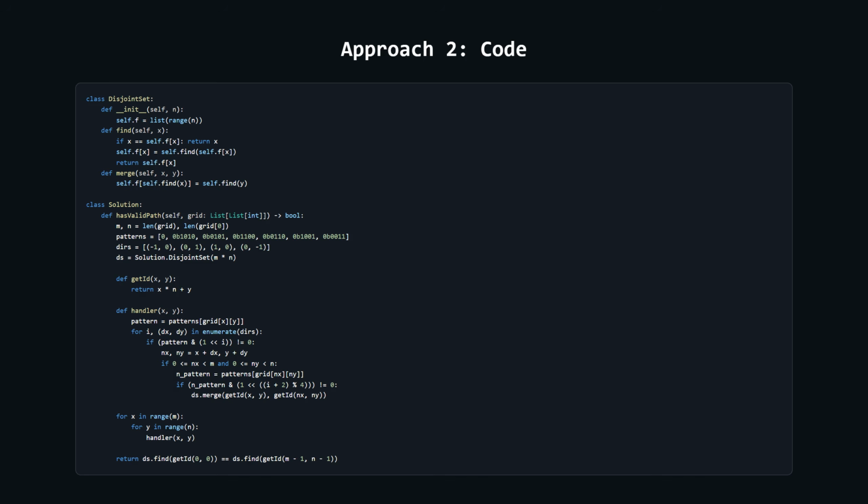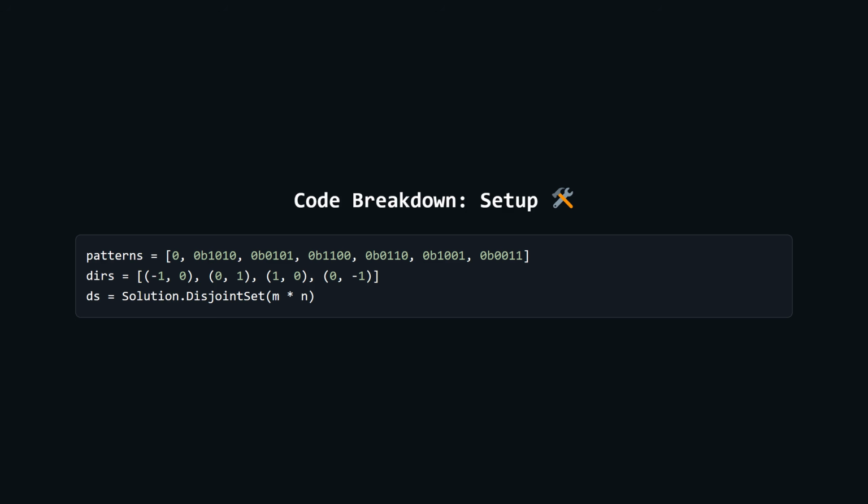Here is the full code for the second approach. As you can see, instead of a massive block of if statements, we have a very compact handler function. Let's see how it works. We start by storing our binary patterns. Notice index 0 is empty, so the street numbers map perfectly to the list indexes. We also store the x and y coordinate changes for our four directions in order.